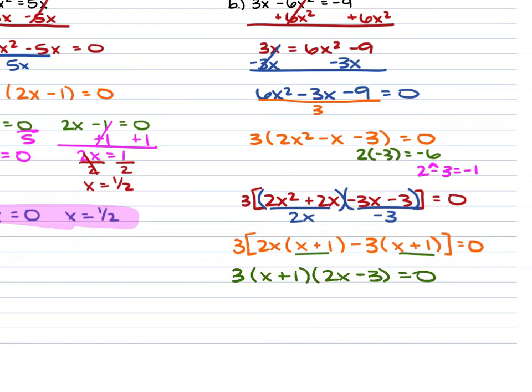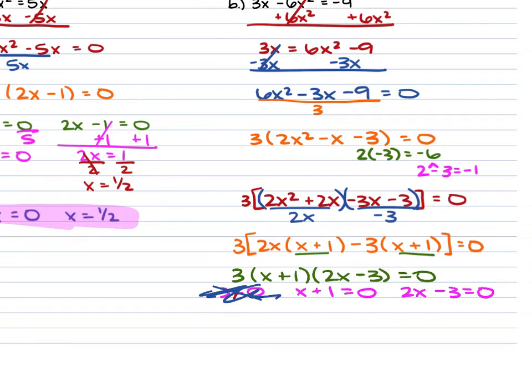From here, I'm going to separate each of these parts and set them equal to 0. So I'm going to have 3 is equal to 0, x plus 1 is equal to 0, and 2x minus 3 is equal to 0. That 3 is equal to 0 is a false statement. So I'm going to cross it out, do not work with it. I don't want to deal with it. It's a false statement, so we cannot do anything with it.